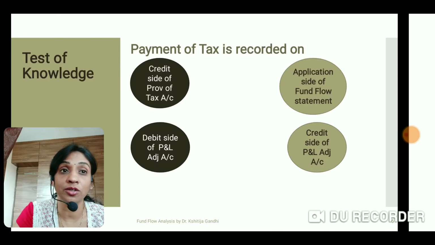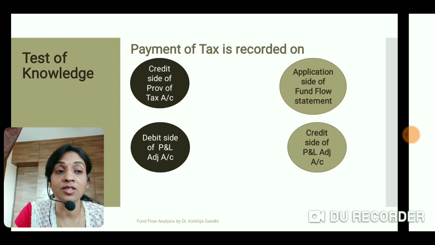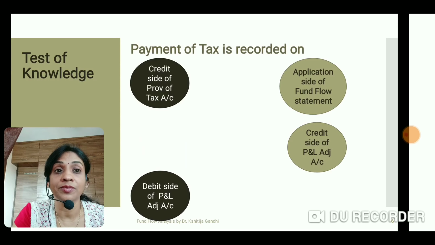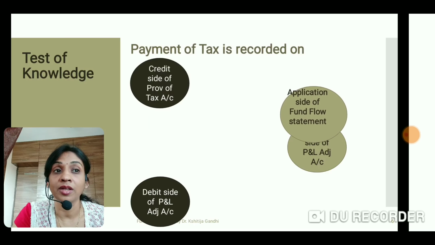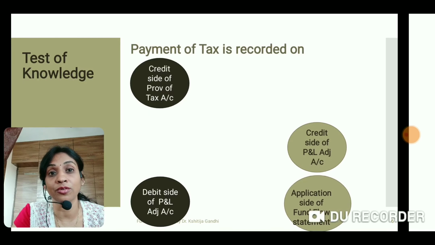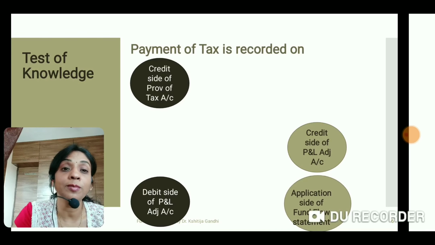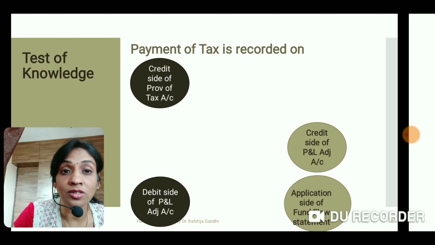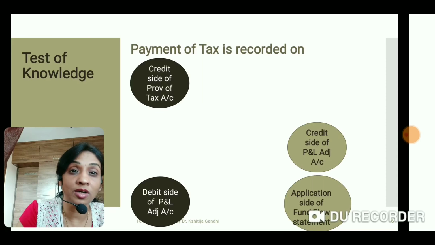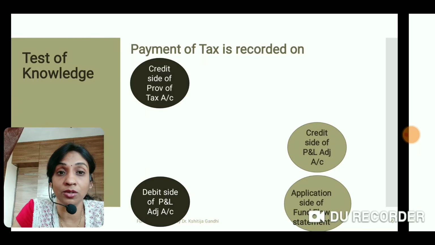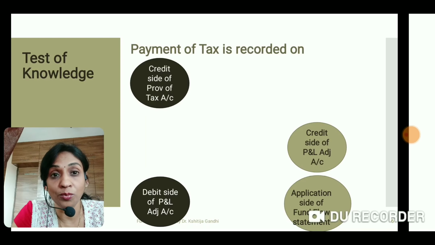So choose the correct options. In this case, the correct options are debit side of profit and loss adjustment account and application side of fund flow statement. If such types of MCQs are asked in the examination, you should know the treatment of those particular transactions. Hope you are clear with this concept.